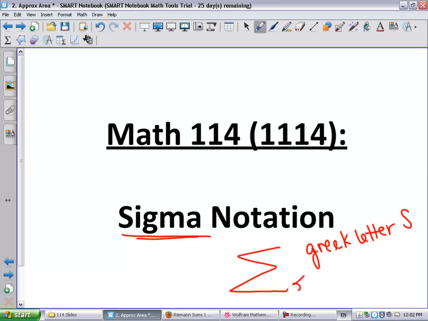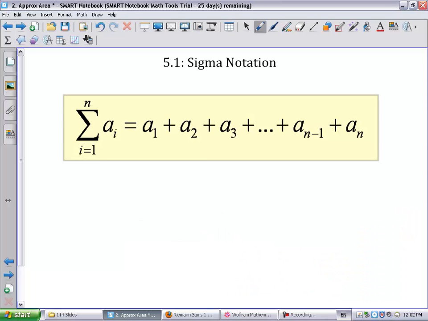And we're using it here to stand for sum. This is a notation for adding stuff up. So if we take this sum of all of these numbers, where these numbers are a1 plus a2 plus a3, all the way up to an minus 1 plus an. These dots mean the stuff in the middle, right?